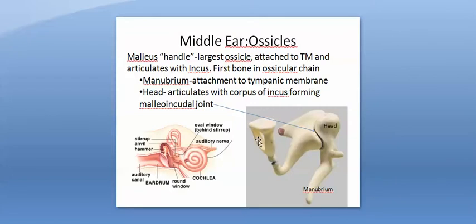All right, so to begin, we're going to talk about the malleus. So I've rotated the orientation on you. So now this is lateral over here. So the manubrium would be articulating or be embedded within the tympanic membrane. So here's your malleus. This is the manubrium of the malleus. Okay. Here's the head of the malleus. And the head of the malleus articulates with the incus. Okay. And together they form the malleoincudal joint, which is right here.